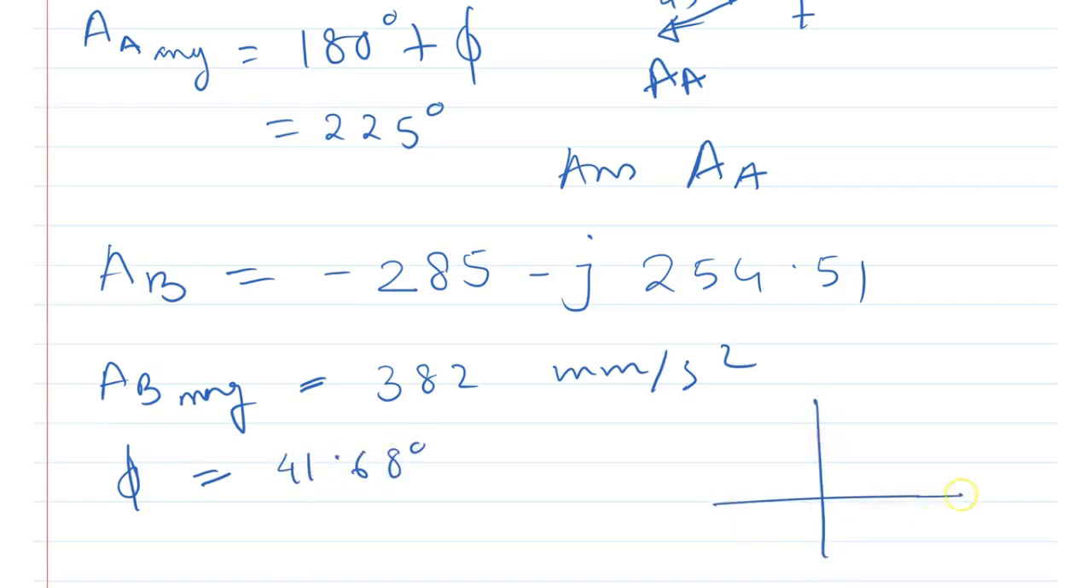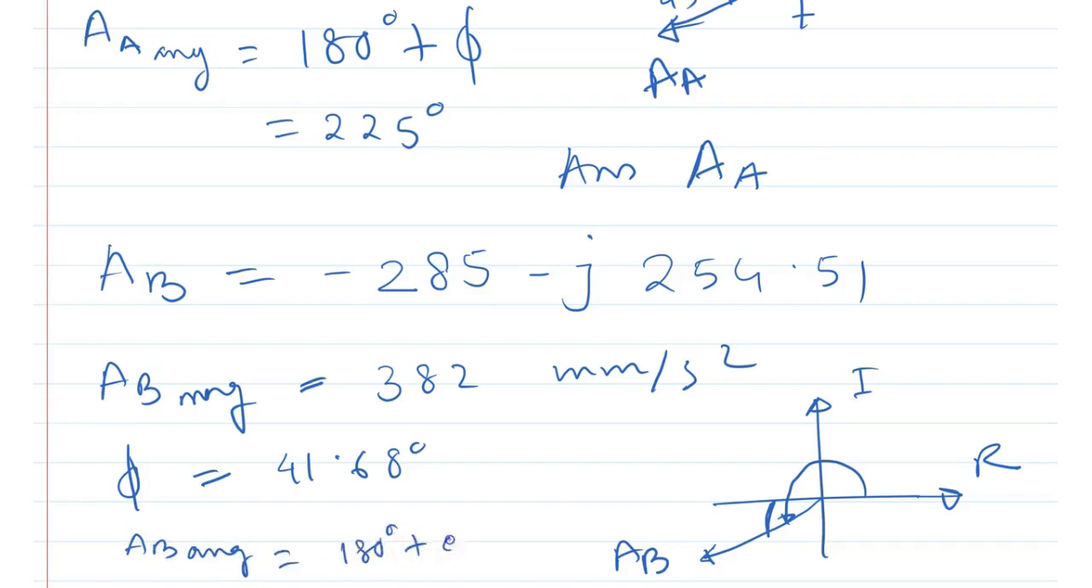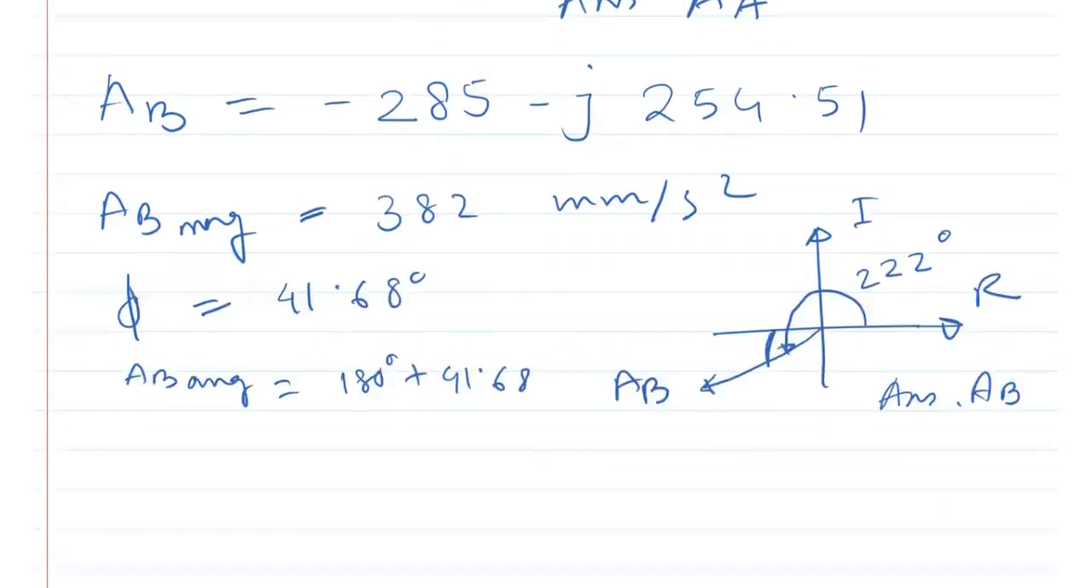And if we just once again draw this tiny diagram and try to represent the vector, then we find that this is our vector. However, we want to measure it with the positive x-axis, so our angle would be 180 degrees plus 41.68, so the ultimate angle would be 221.68 degrees, and that is your answer for part C of pin joint B.